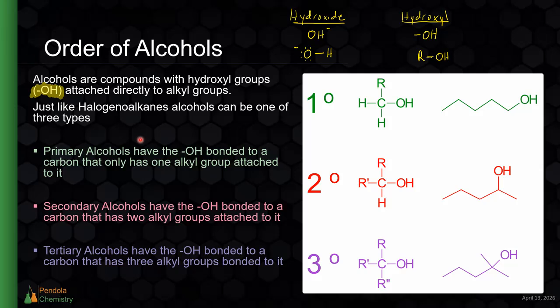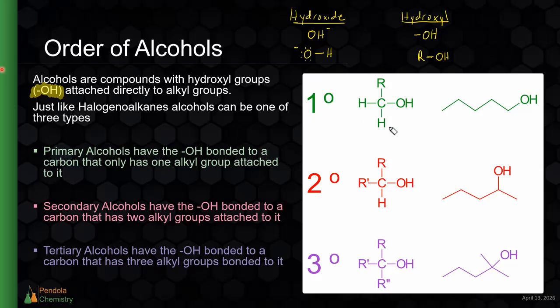And just like halogenoalkanes, these alcohols can be either primary, secondary, or tertiary. And those words mean exactly the same thing they mean with halogenoalkanes. It's going to be related to what the hydroxyl group is attached to. If the hydroxyl group is bonded to a carbon that only has one alkyl group bonded to it, then we consider that alcohol to be primary. So we can see that here.